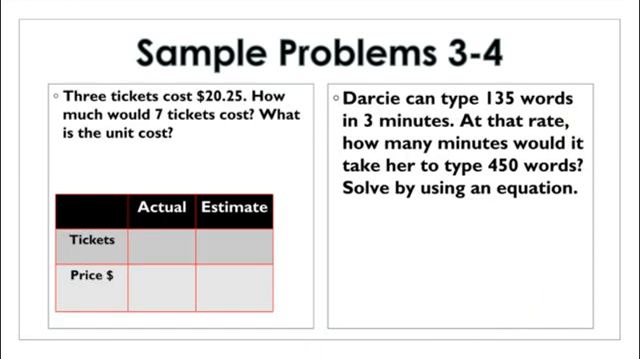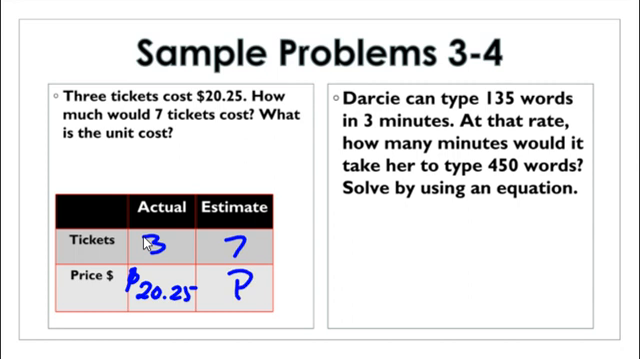And one final question. 3 tickets cost $20.25. How much would 7 tickets cost? What is the unit cost? So 3 tickets cost $20.25. How much would 7 tickets cost? We want to find the price.